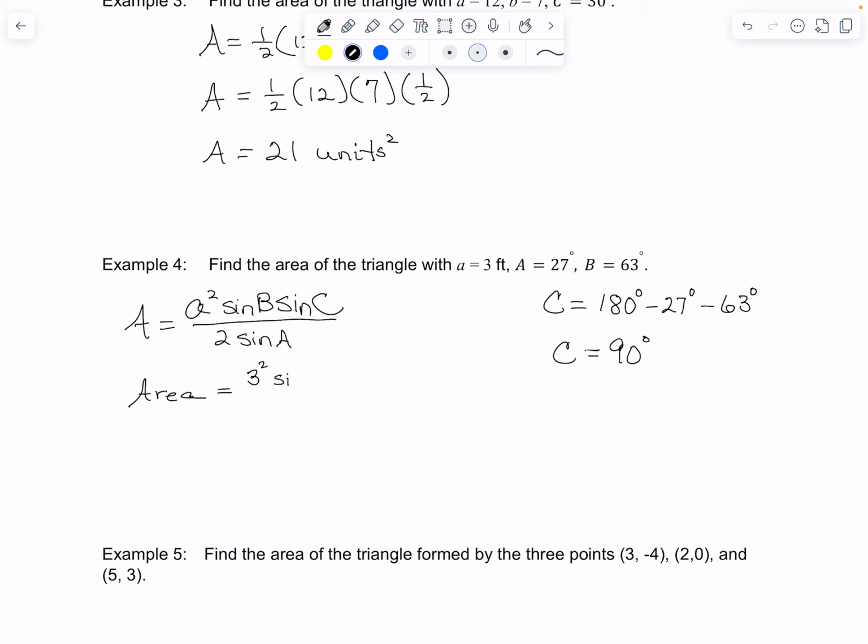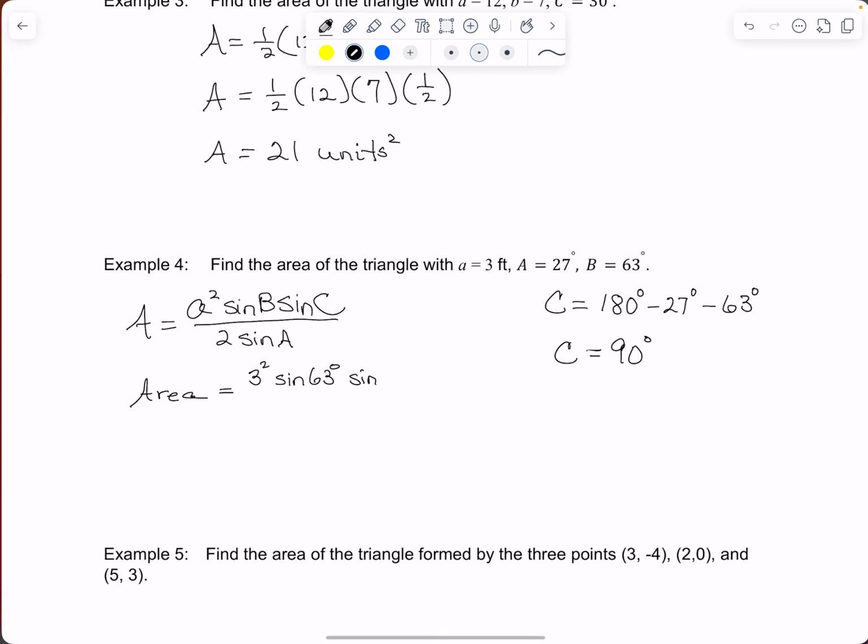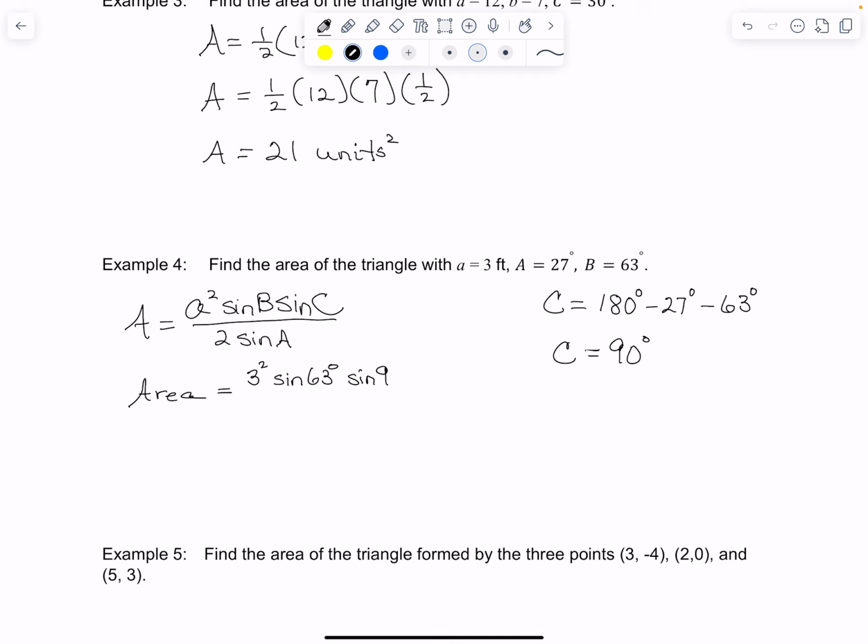So this is the sine of angle B, so 63 degrees. Sine of angle C, that's 90 degrees. And divide that by 2 times the sine of angle A, and angle A is 27 degrees. So 3 squared is 9.